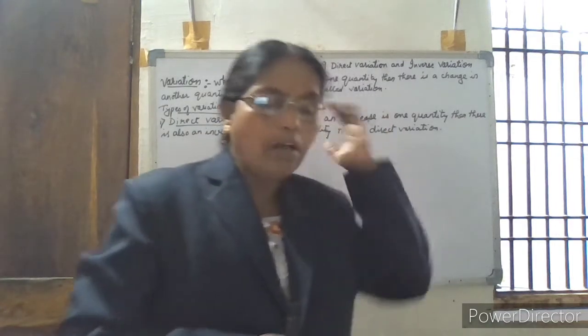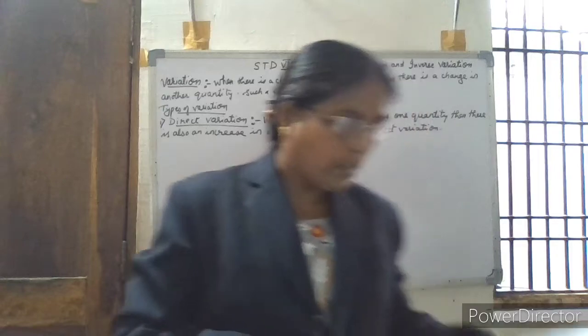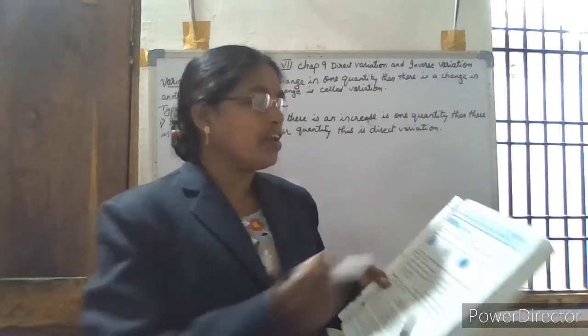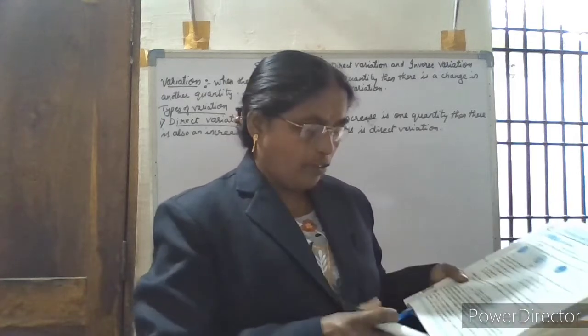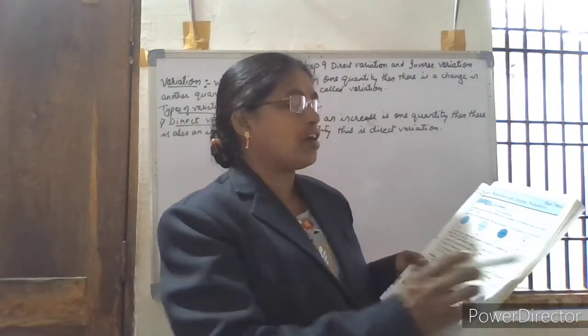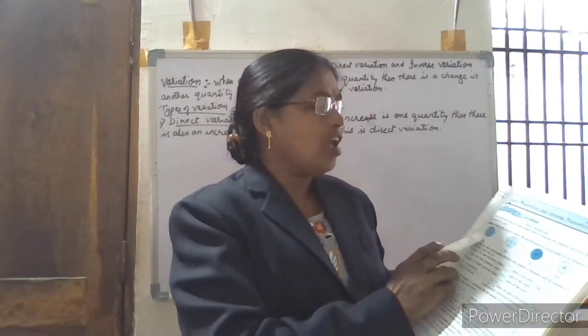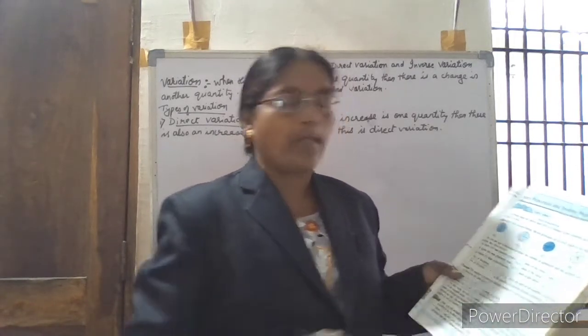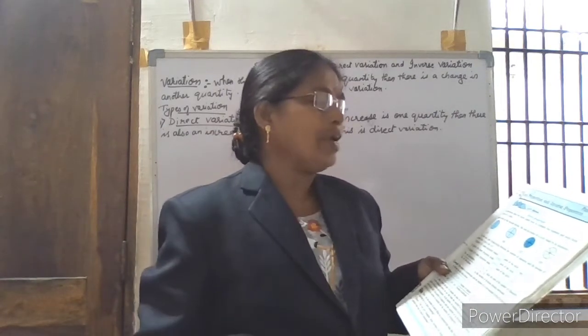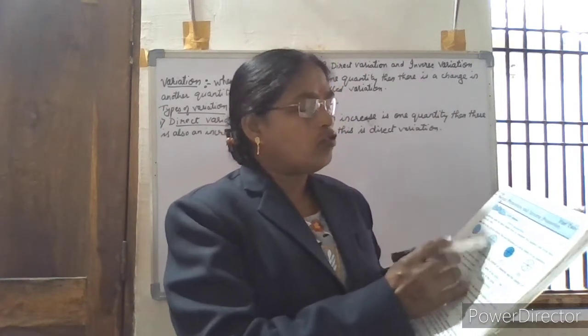For example, you can see in your textbook page number 63. See, some circles are marked of the same radius. Four circles are given of the same radius. In the first figure, you can see one diameter is drawn, means the circle is divided by one diameter. Then 2 diameters are drawn.